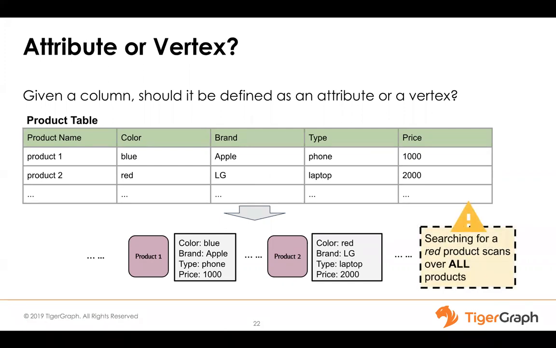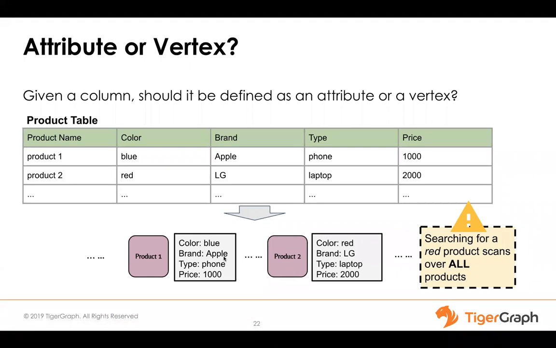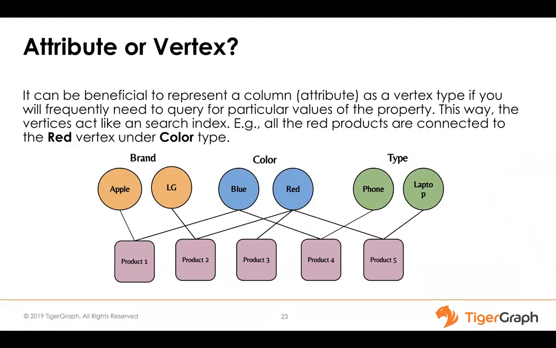So if we define them as attributes, then if in your query you have to frequently query for the color of the product, then each time you need to scan over all the vertices in order to find the selected attribute. It's very time consuming, right? And if you do have queries that frequently query for some attribute, then the best choice here is we can create vertices for those attributes.